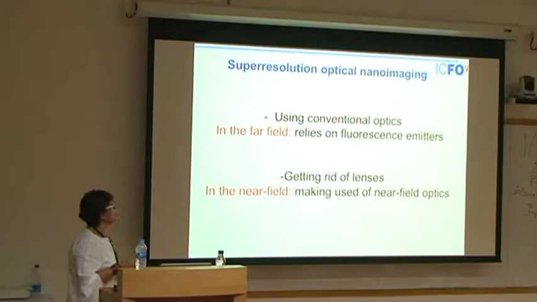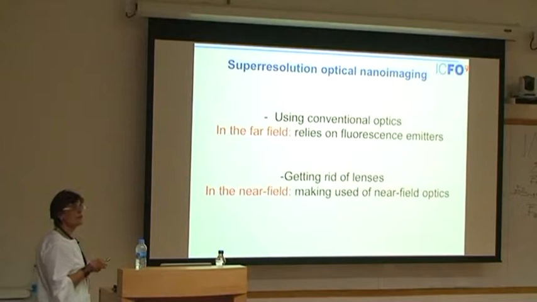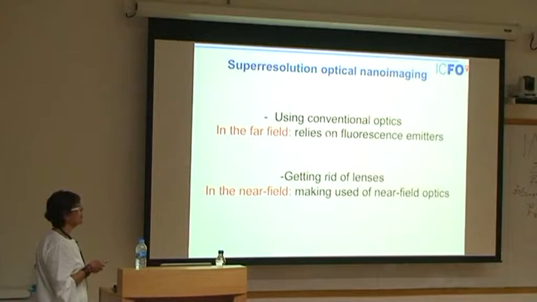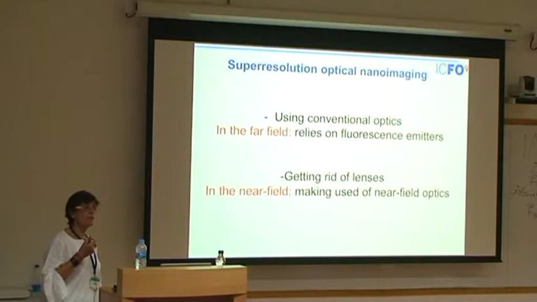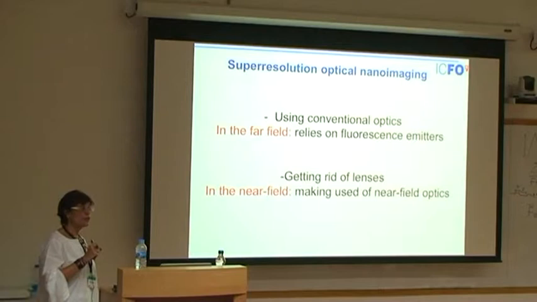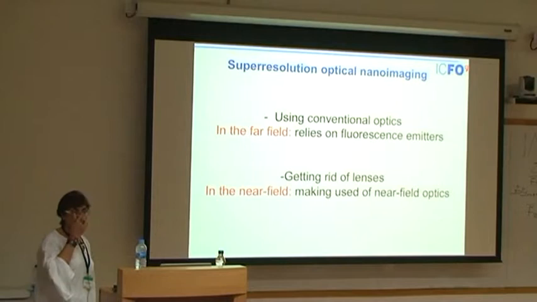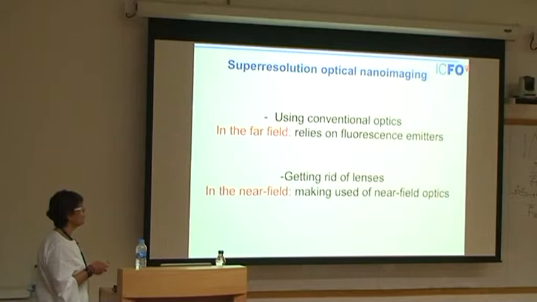There are essentially two ways in which you can overcome the diffraction limit of light. One of them is using conventional optics like any microscope, but you need to combine that setup with the use of fluorescent molecules. So it's a technique that is very dependent on the fluorescent molecules that you put into it, and therefore you need to control very well the photophysics of the fluorophores in order to get the super resolution. But it's a technique that is advancing extremely fast, and it has many different approaches to get super resolution. So I won't go into this part so much because there are many experts in the field working in here.